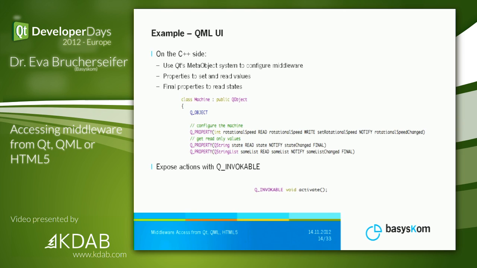So let's go to the source code again. We have a small example. Let's say we have a manufacturing system with some entities abstracted in a machine class.